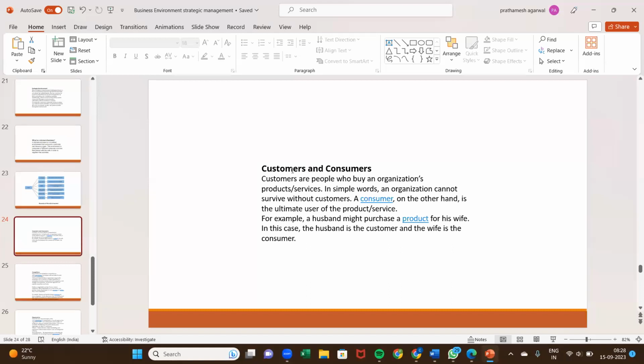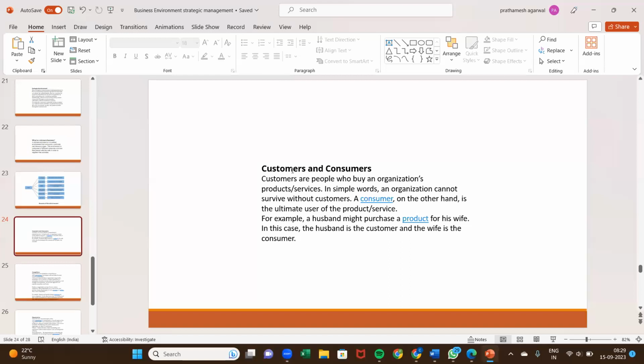Customers and consumers. You manufacture lots of goods and all, right? And you create a market. Oh, I'm going to sell my goods here, but unfortunately, there are no buyers. What will happen? You won't be able to sell. Customers are people who buy an organization's products, services. In simple words, an organization cannot survive without customers, right? Can you? Because the customers are the ultimate users of the product or services.